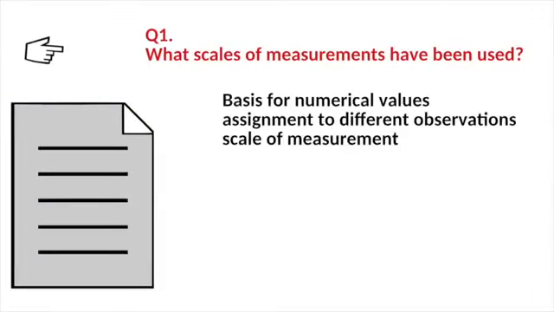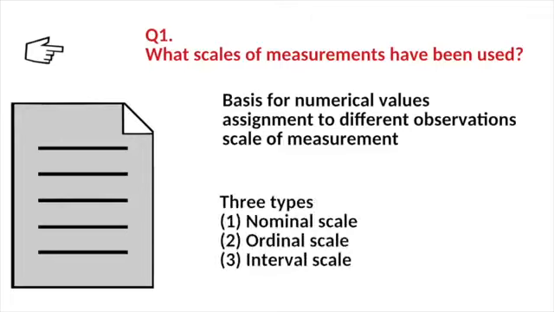The first question that needs to be considered is what scales of measurements have been used in a given study. The basis on which the numerical values are assigned to different observations determine the scale of measurement being used. The traditional classification of scales of measurement describes 3 types, namely 1. Nominal scale, 2. Ordinal scale, and 3. Interval scale.